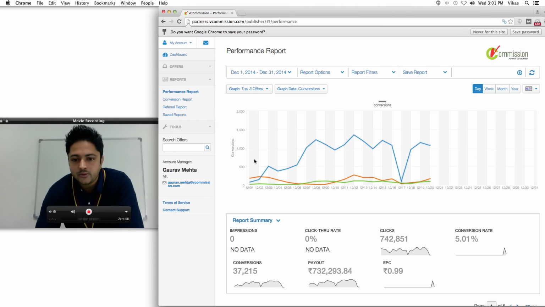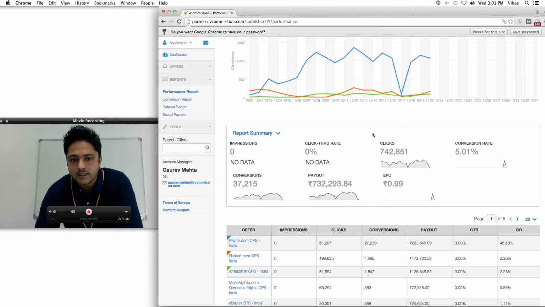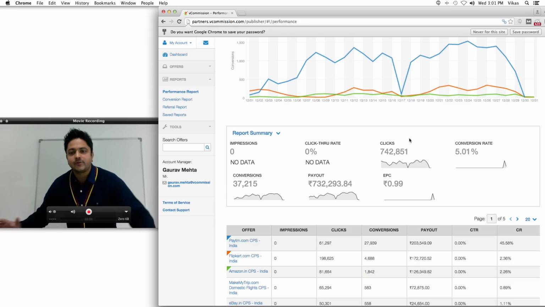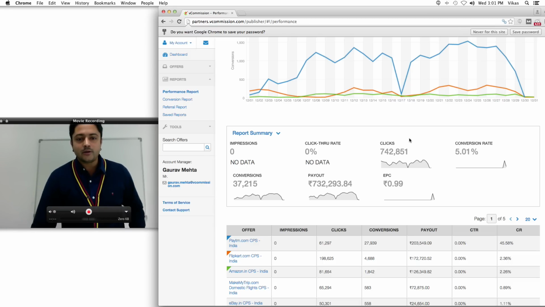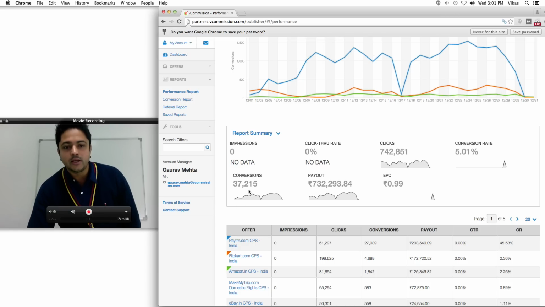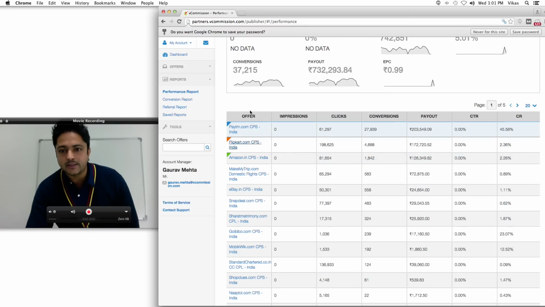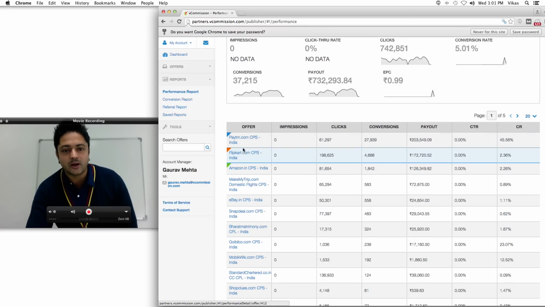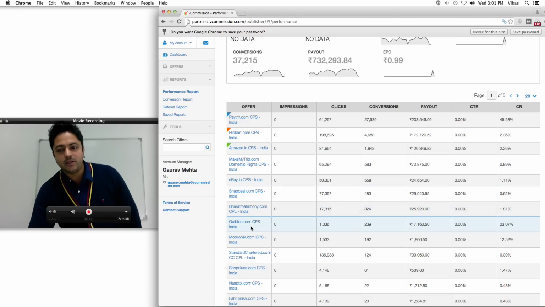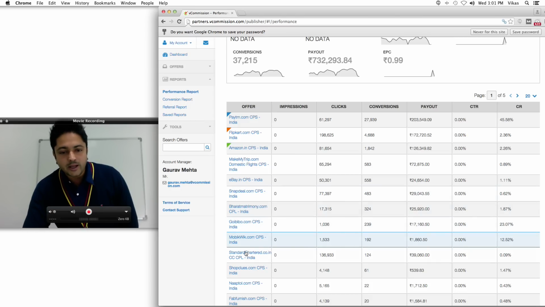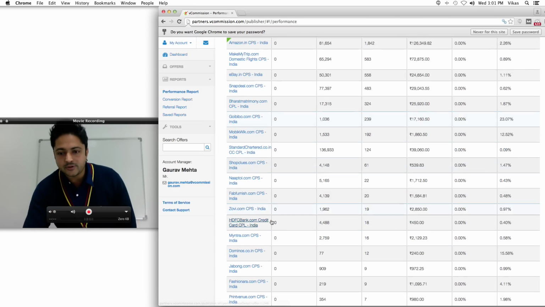and there you go. So 742,000 visitors sent to different advertisers' website with a conversion of 5%, and overall conversion of 37,215 sales as well as leads. So payout is 732,000. This is what I earned, and these are the advertisers: Paytm, Flipkart, Amazon, Make My Trip, eBay, Snapdeal, Bharat Matrimony, GoAbibo, you know, and then we have other advertisers as well.